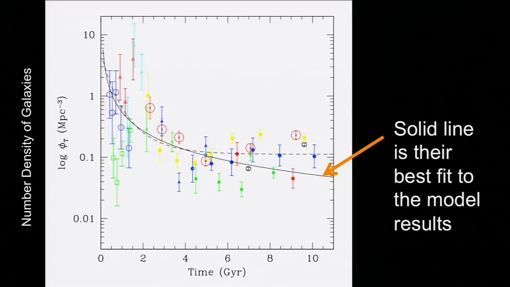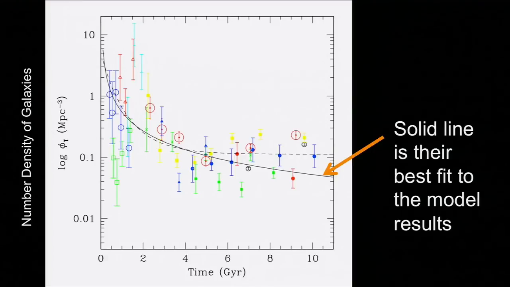There are lots and lots of points because they're trying to normalize it to data that is observed. Galaxy surveys look deeply at the various galaxies in the universe, counting up galaxies, and they're trying to normalize their theoretical prediction to that. This solid line is their best fit to the model results. You'll note that it's down around 0.1 for most of its length, and then in the first billion years of the universe, it jumps up by a factor of 10 or more.